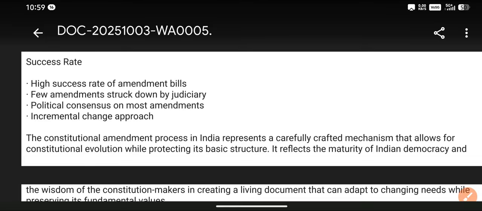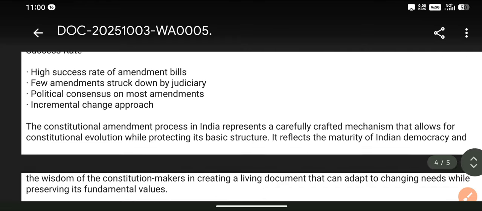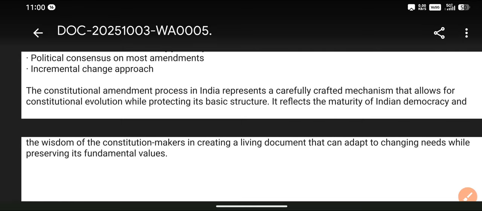The constitutional amendment process in India represents a carefully crafted mechanism that allows for constitutional evolution while protecting its basic structure. It reflects the maturity of Indian democracy and the wisdom of the constitution makers in creating a living document that can adapt to changing needs while preserving its fundamental values.